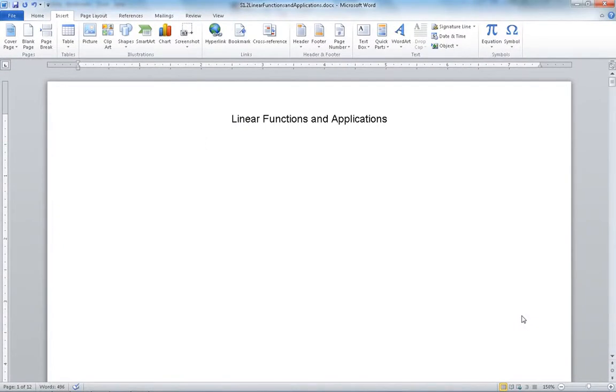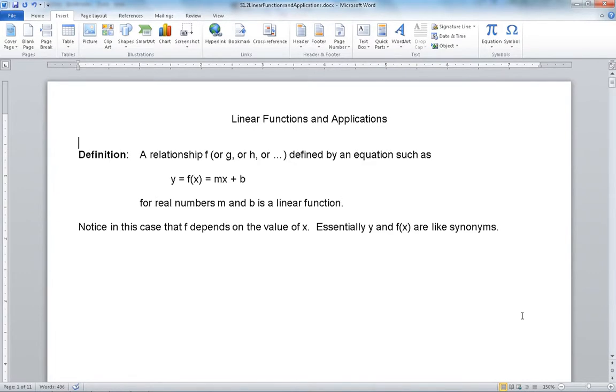Our next topic deals with linear functions and applications of those. So to begin with, let's think about our definition for a linear function.